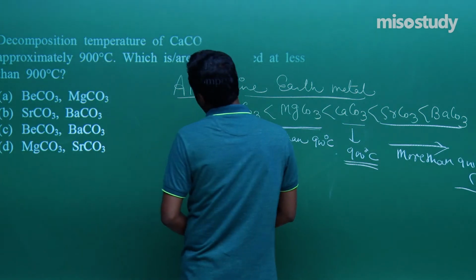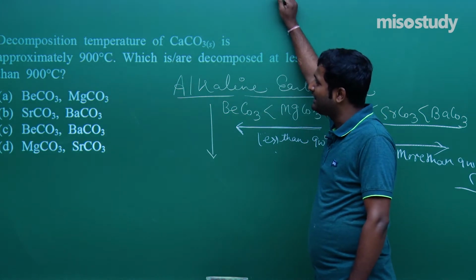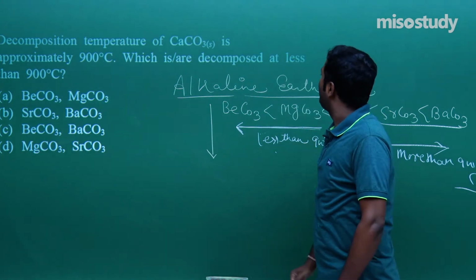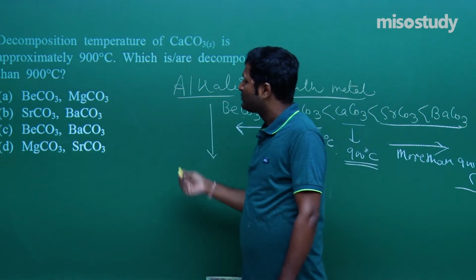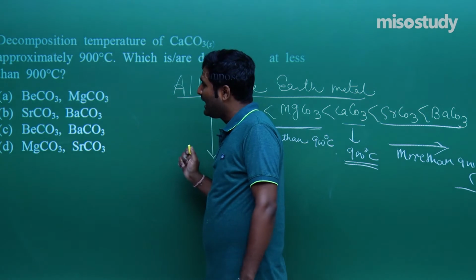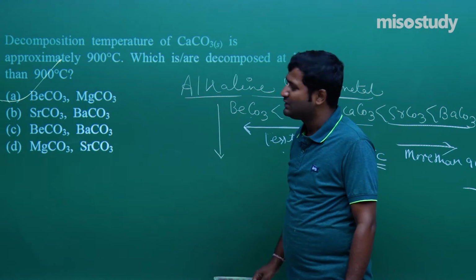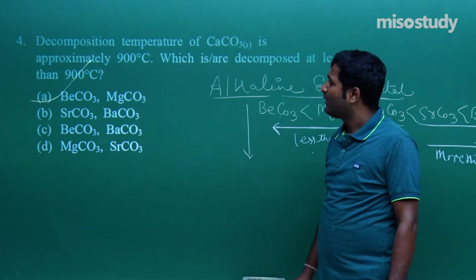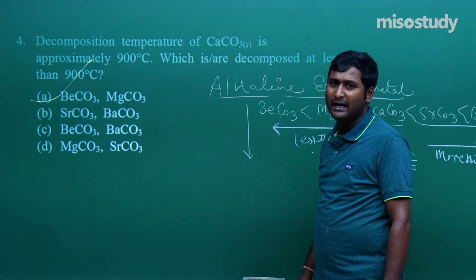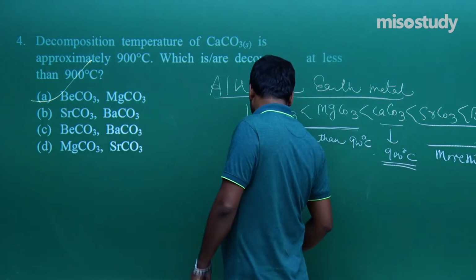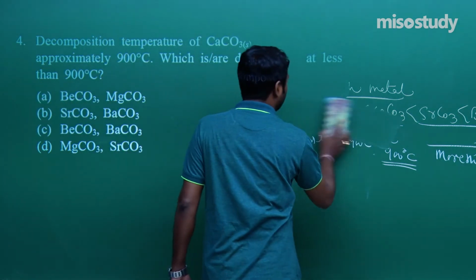So what is the question? Decomposition temperature of CaCO3 is approximately 900 degrees Celsius; which decompose at less than 900? Less stability means it will decompose easier, and the answer is BeCO3 and MgCO3. After decomposition, what will happen? It gives MgO plus CO2. Similar is the case with BeO and CO2. Clear? Now I'm going to wrap this part and we'll discuss the next question. Wait for a moment.